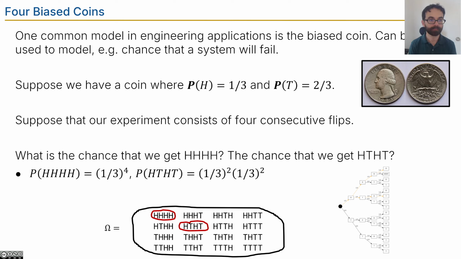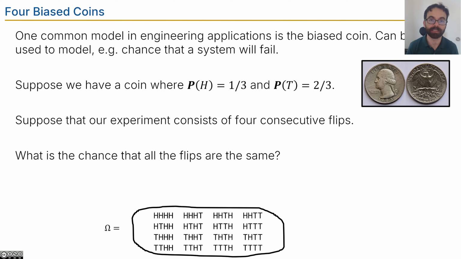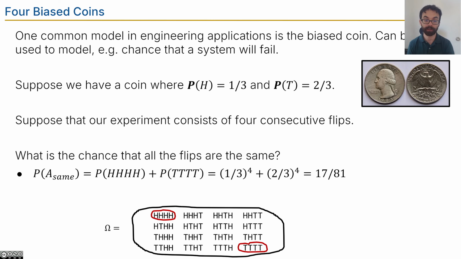All right. So those are just 2 particular outcomes. Let's talk about some more interesting events though. So what's the chance that all the flips are the same? Think about that. Well, it's just the probability of which particular outcomes: all heads or all tails. So we know that all heads is 1/3 to the 4th. We just showed that. And by a similar argument, all tails is 2/3 to the 4th. So that's going to be 17/81st.